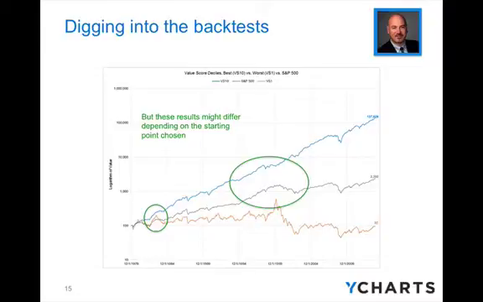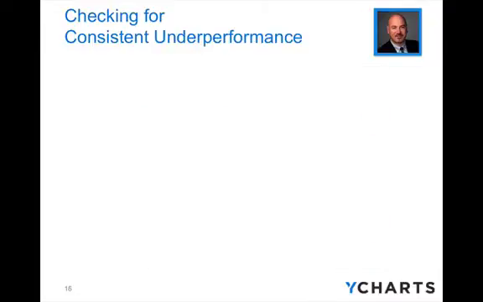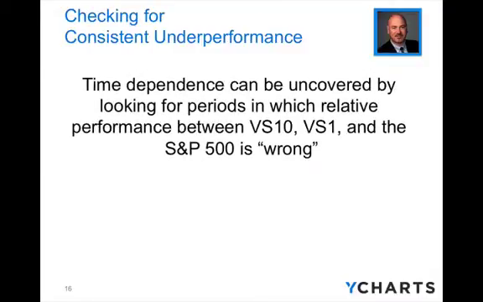So I started thinking that perhaps the phenomenal results would change depending on when we chose to start the experiment. So I wanted to try to check for this kind of effect by looking at consistent underperformance of the VS10 group, or generally by looking at periods in which the relative performance between any of the groups was somehow wrong. That, for instance, VS1 returns were higher than VS10 or something like that.